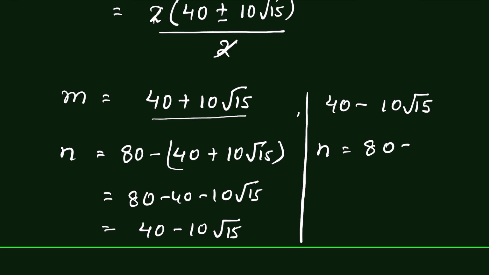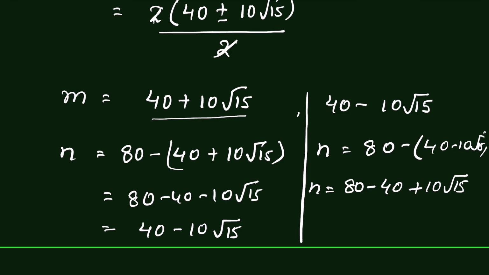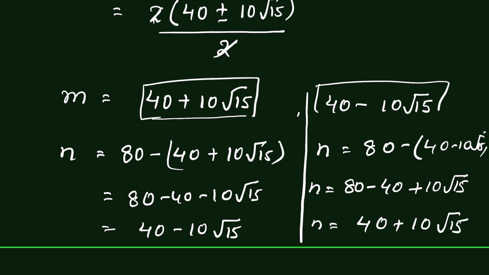When m is 40 minus 10 times square root of 15, in that case n is equal to 80 minus (40 minus 10 times square root of 15), or n is equal to 80 minus 40 plus 10 times square root of 15, or n is equal to 40 plus 10 times square root of 15. So these are the two values for m and these are the two values for n.